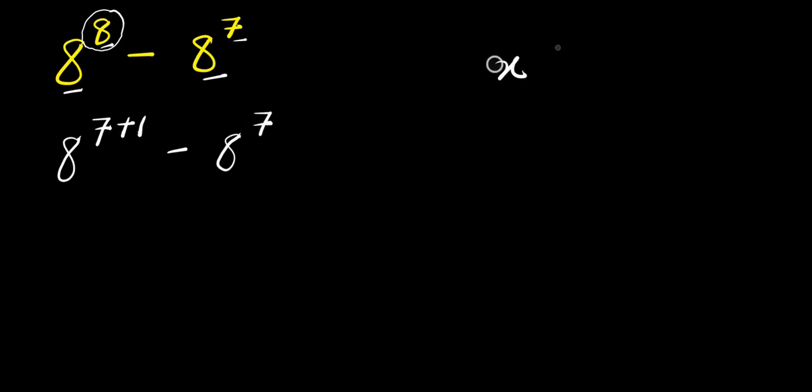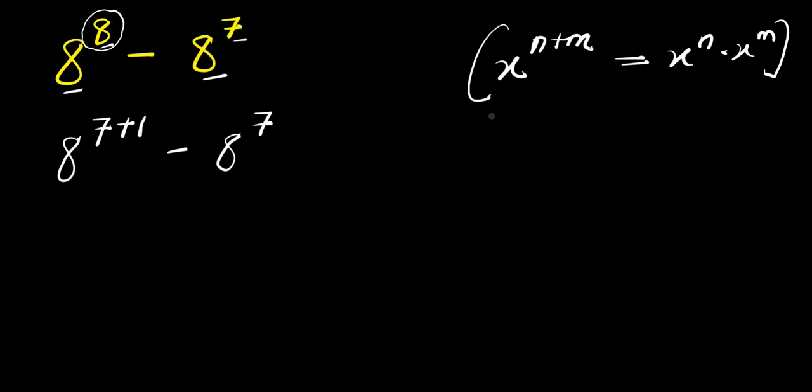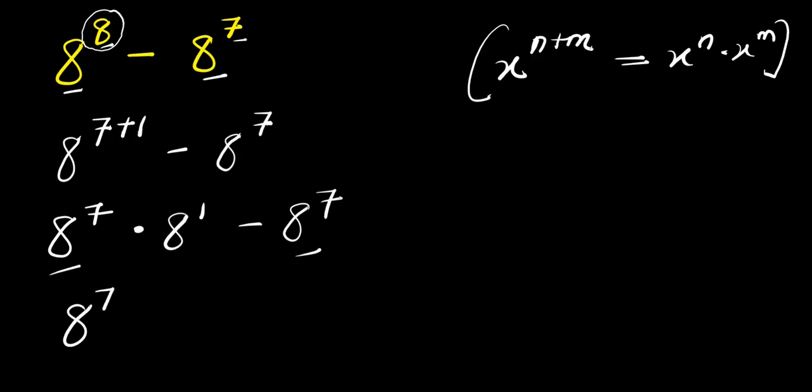Now, if you have x power n plus n, this equals x power n times x to the power of n. Outline this right here. Of 8 power 7 times 8 power 1 minus 8 power 7. Factoring out 8 power 7, we have 8 power 7 times this divided by 8 power 7, 8 minus this divided by 8 power 7, we have 1.